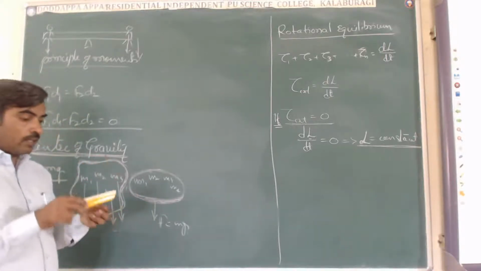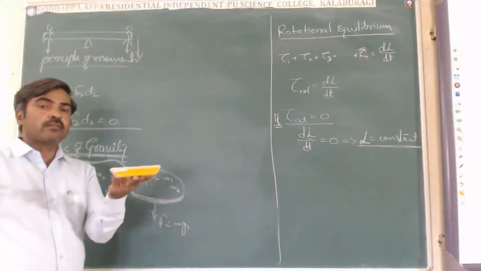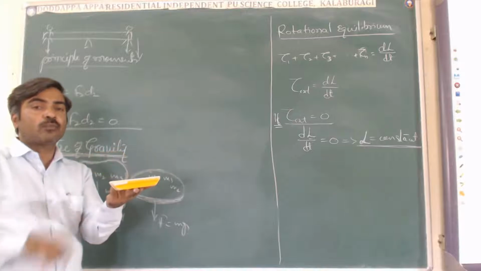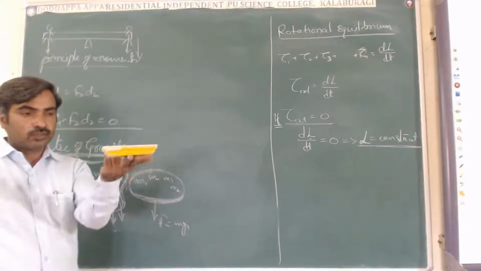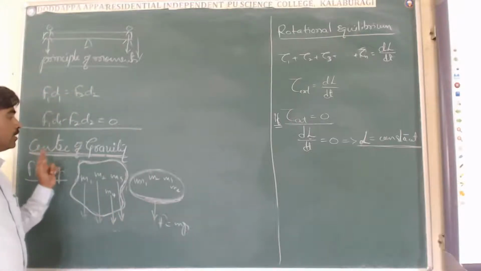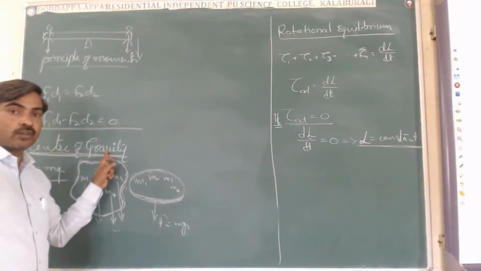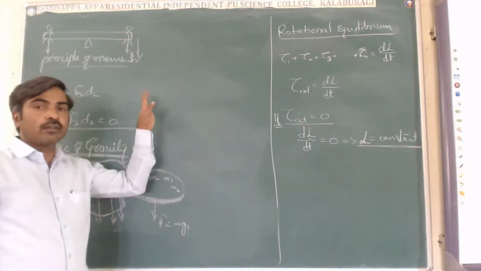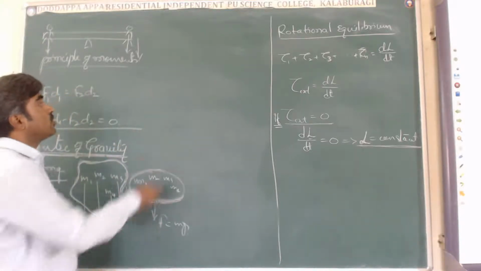It is just like when I hold it with two fingers, somewhere at this point the entire weight of the body is supposed to be concentrated so that it is in equilibrium. That point is called the center of gravity. Even in nature you can see so many rocks standing on each other.